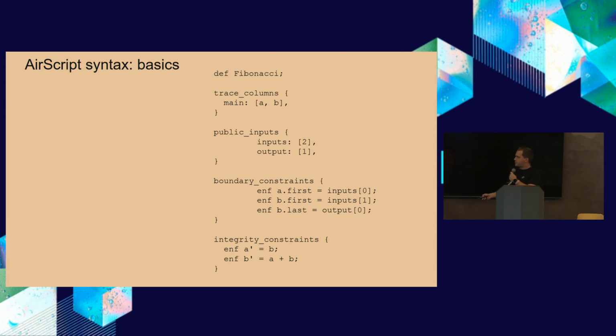So here, for example, we enforce that in the next row, B must have the value that A plus B had in the previous row. So it's quite simple and quite convenient for developers to write in this format.